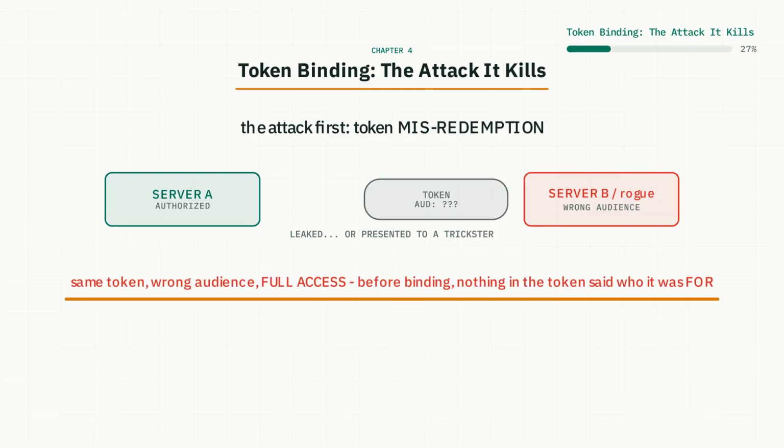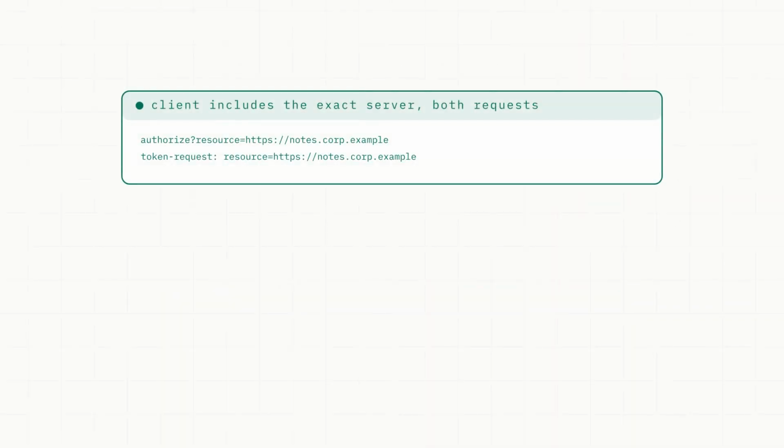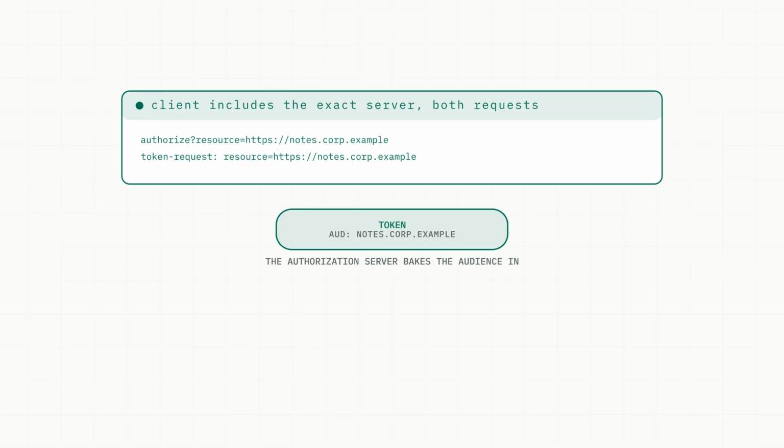Before binding, nothing in the token itself said who it was for. The fix is elegant and total. The client, when requesting authorization and when requesting the token, includes a resource parameter naming the exact server the token is for, its canonical address. The authorization server bakes that audience into the token. And the receiving server must check it. This token was issued for me specifically, or it's rejected with an unauthorized response.